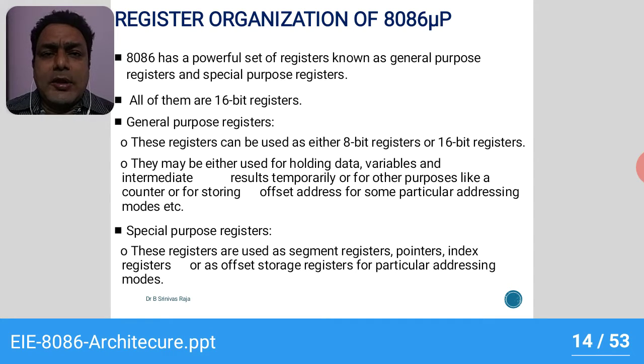Now coming to the next category, there are some special purpose registers. These registers are used as segment registers, pointers, index registers, or as offset storage registers for dealing with addressing modes. So this is the brief narration of the registers of 8086.